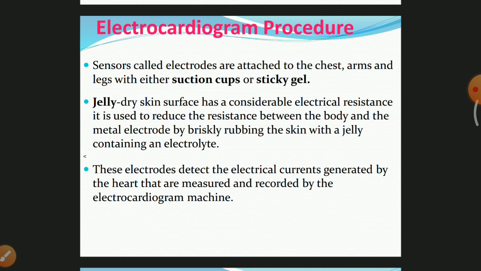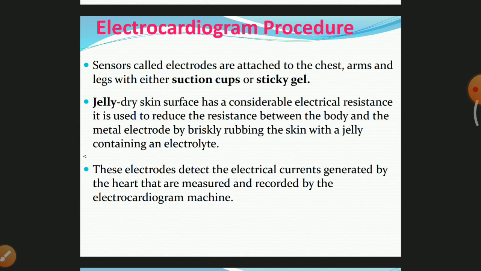So before fixing the electrodes on the chest region, the jelly is applied to those regions, so that it increases the transfer of electrical impulses and reduces the resistance between the skin and electrodes. These electrodes detect the electrical currents generated by the heart that are measured and recorded by the electrocardiogram machine.